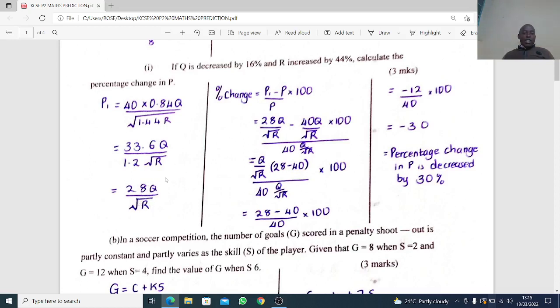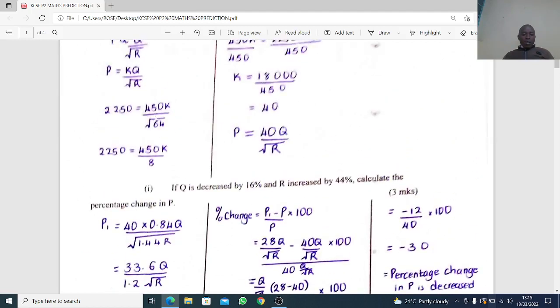And we know percentage change will be now P1. Like if you are dealing with the buying price and selling price, we say it's selling price minus buying price all over the buying price times 100. So percentage change now in this case, that is the percentage profit. Percentage change in this case will be P1 minus P all over P times 100. This was our original. So our P1 is here. This is our P1 minus our P, was here, our P 40Q all over square root of R.